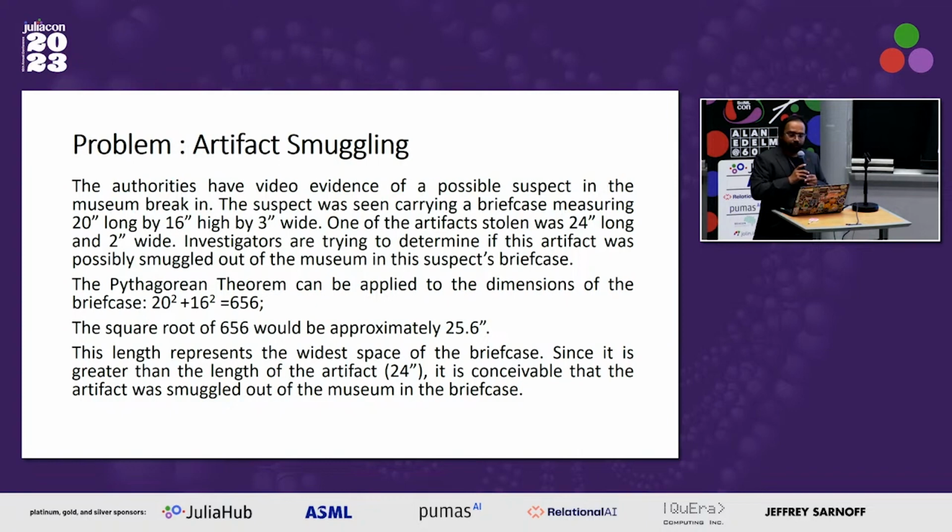So one of the artifacts stolen was 24-inch long and 2-inch wide. So investigators are trying to determine if this artifact was possibly smuggled out of the museum in this suspect's briefcase. So here the Pythagoras theorem can be applied to the dimensions of the briefcase. So here we get 20 square plus 16 square is equal to 656, and the square root of 656 is 25.6 inch. So this represents the widest space of the briefcase. Since it is greater than the length of the artifact, it is conceivable that the artifact was smuggled out of the museum in the briefcase.